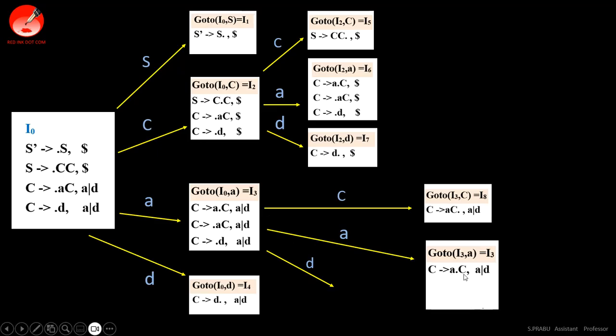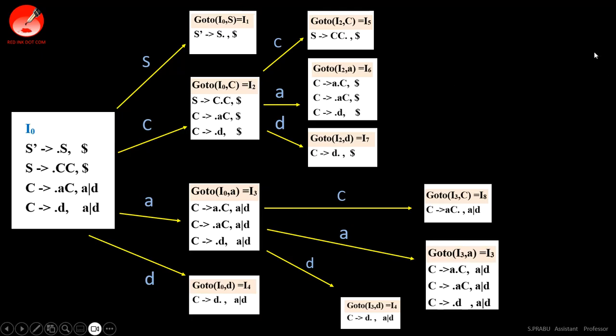For this capital C, I write these two productions, and this production can be formed from this capital C. The following elements are A or D, so I write A or D as well as in this production. Now these two sets are similar, so I name it I3. For the symbol small d, I write C tends to D dot with the look ahead symbols A or D. These two sets are the same, so I name it I4. So the goto functions for I2 and I3 are over.